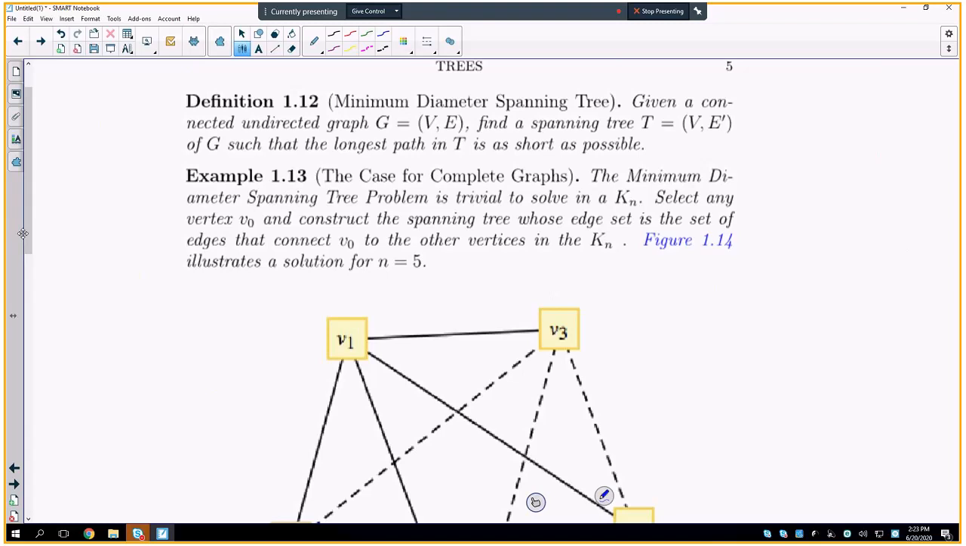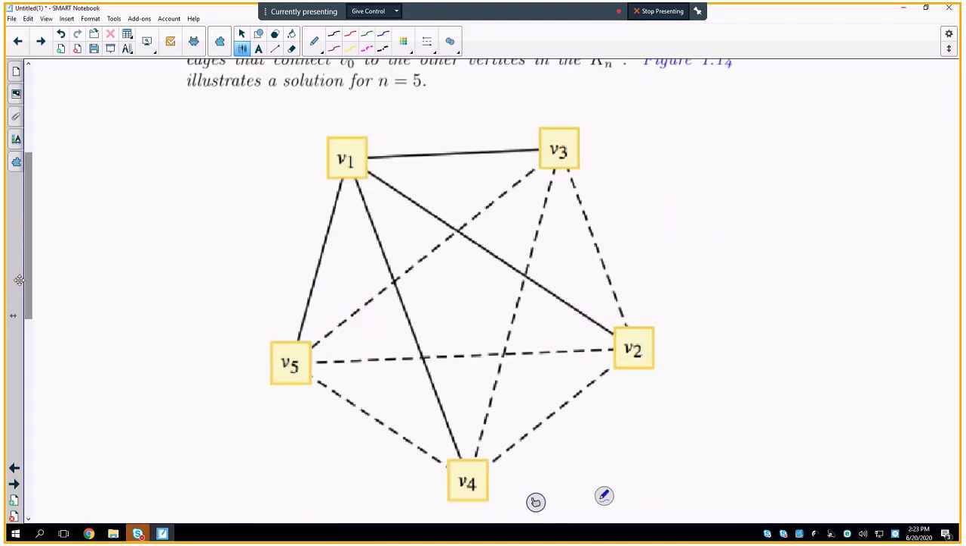So in case of a complete graph, the minimum diameter spanning tree problem is trivial to solve in Kn. Select any vertex V0 and construct the spanning tree whose edge set is the set of edges that connect V0 to the other vertices in Kn. So as simple as if you start with V1, you just choose the edges that connect V1 with V3, V1 with V2, V1 with V4, and V1 with V5. And that will be the minimum diameter spanning tree. For other types of graphs, finding a minimum diameter spanning tree is more or less a question of intricacy, and we're not going to spend much time on that.